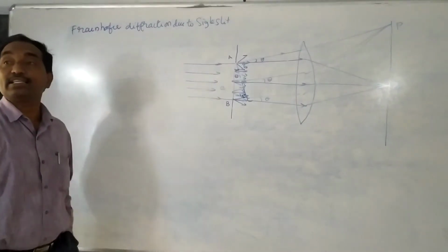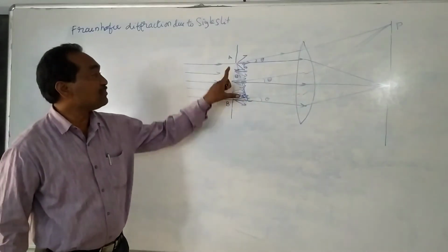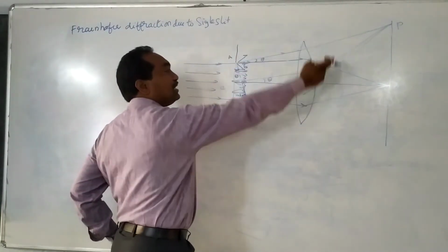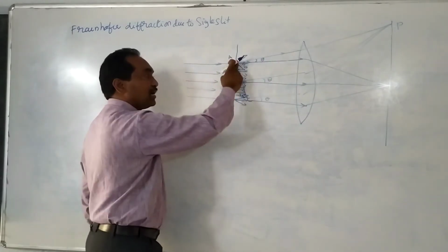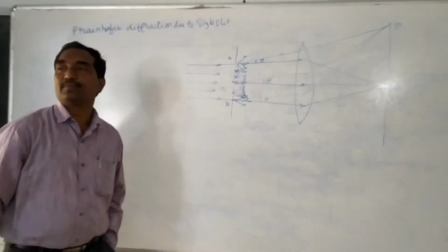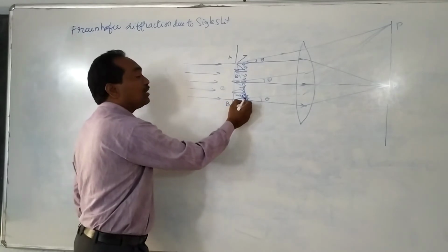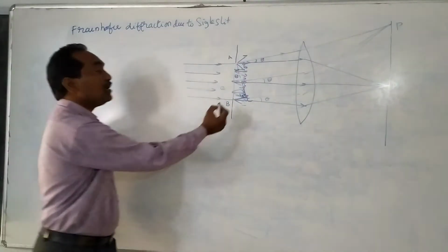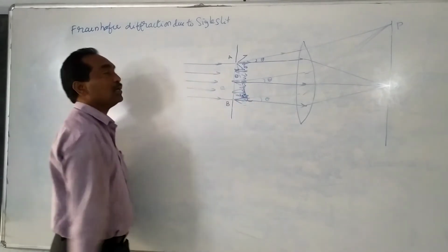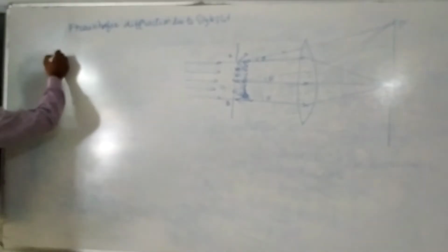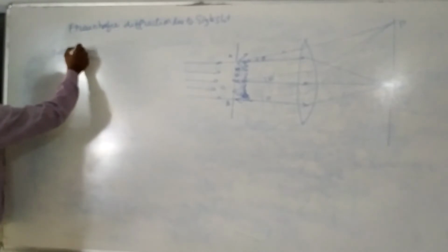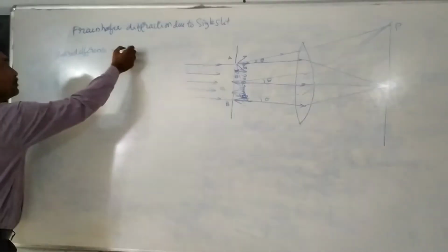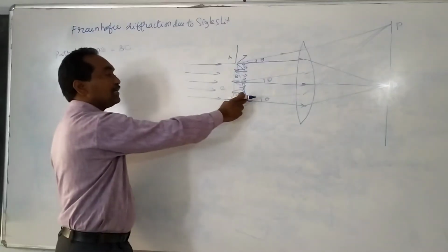So the resultant intensity depends on the path difference between these two rays. AP and CP are nearly equal when we draw a normal to the ray from A. Then this BC is called the path difference between these two rays. BC is the path difference between these two rays. So the path difference is equal to BC. So how can we calculate BC?